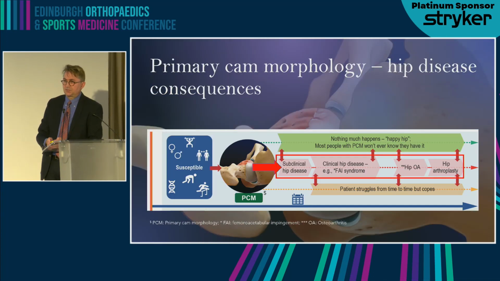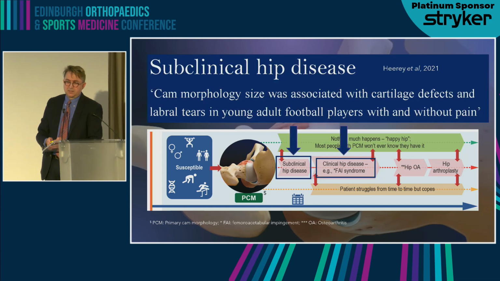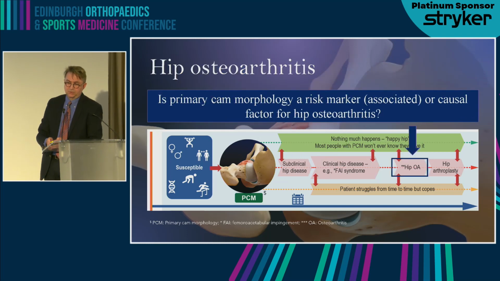But there are also hip disease consequences, subclinical hip disease, as Rowena alluded to in her talk, but also clinical hip disease and hip osteoarthritis. Josh Heary's nice study in a cohort of symptomatic and asymptomatic football players demonstrated that cam morphology size was associated with cartilage defects and labral tears in young adult footballers with and without pain. And I think this is important.